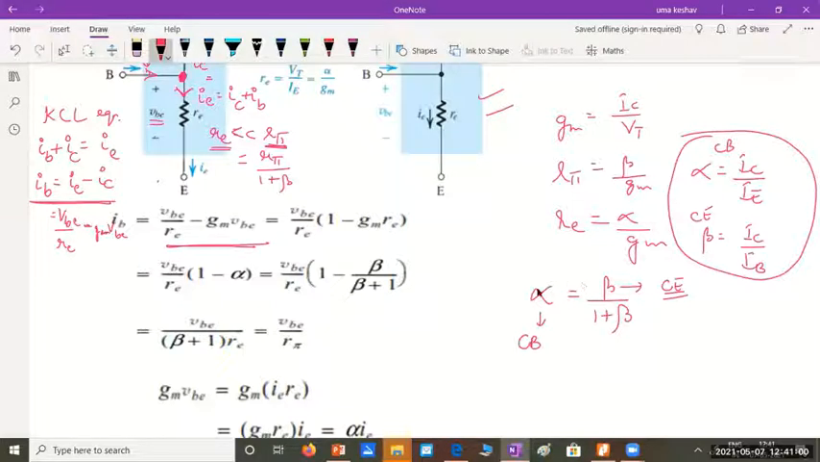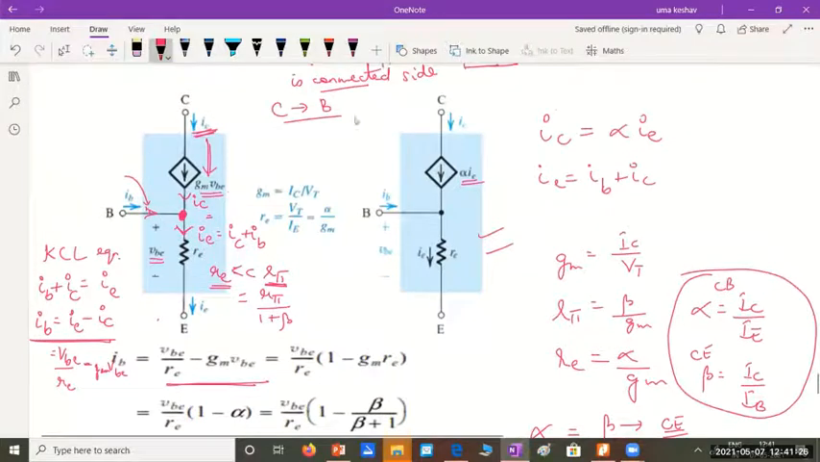You have studied. So if I replace alpha with beta by beta plus 1, I can simplify this expression as VBE by RE into 1 plus beta. We know RE into 1 plus beta is R pi. Or in other words, we have shown that we'll get the base current in this circuit as VBE by R pi, which is desired. Hence, the T model is verified.